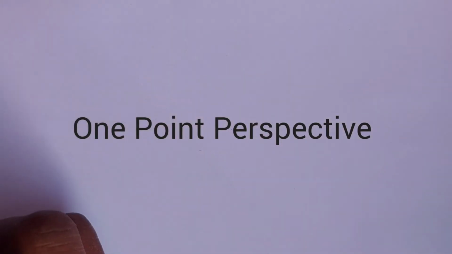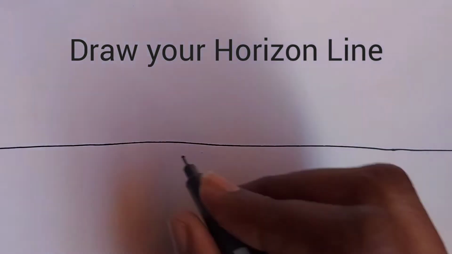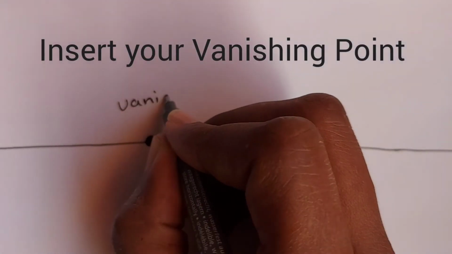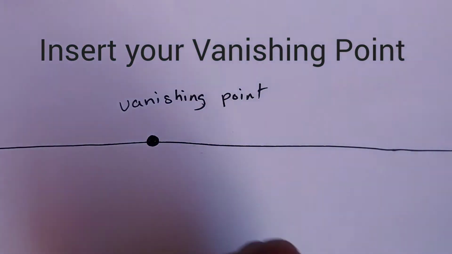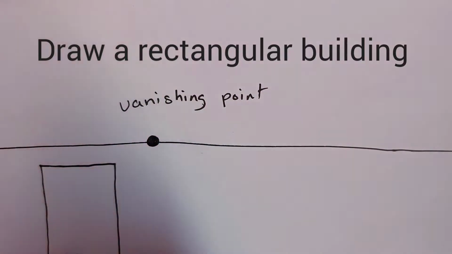In this video, we're going to learn about one-point perspective. In one-point perspective, you can draw your horizontal line, and this horizontal line will have a point on it, which is called your vanishing point. Now, all of the edges of the objects you're going to draw will be connected to this vanishing point.